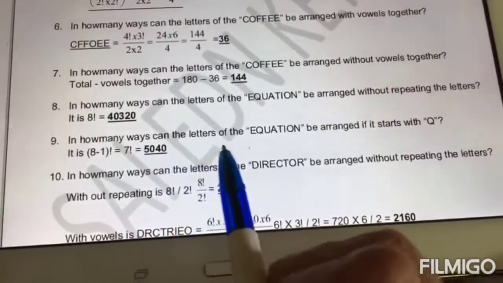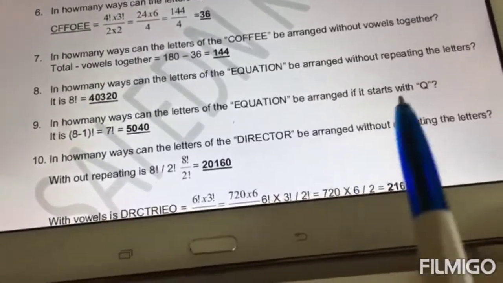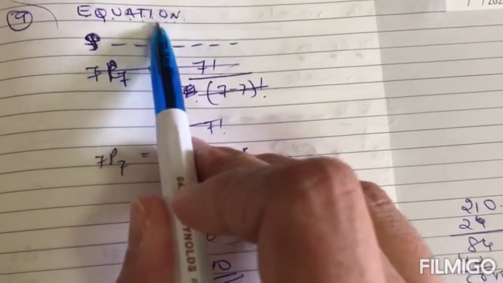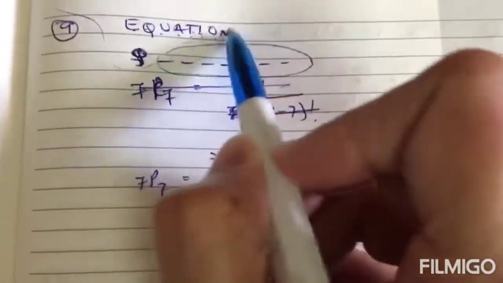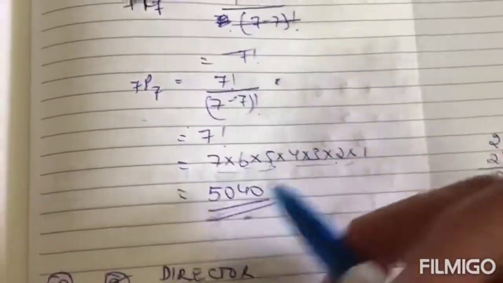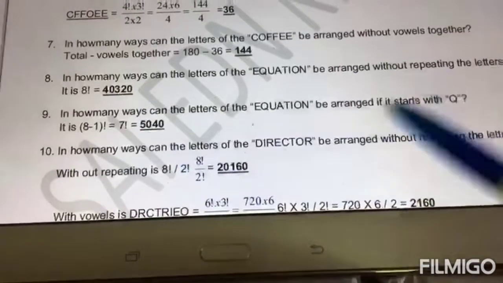In how many ways can the letters of the word equation be arranged if it starts with Q? Okay. So basically there are 8 letters, right? 1, 2, 3, 4, 5, 6, 7, 8. But it should start with Q. So how many places are left? 7. And how many letters are left? 7. So what is 7p7? It is 7 factorial, which gives you 5040, which is the correct answer.